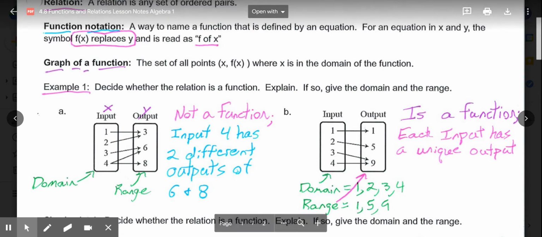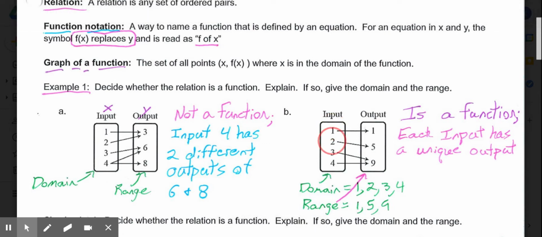Now in B, is B a function? First, we look at our inputs and outputs. Each input has one unique output. Even though 3 and 4 share 9, that is okay. So if we were going to list our domain, it'd be each of the inputs. So 1, 2, 3, 4, and the range would be our outputs, 1, 5, 9. In our ordered pairs, if we were going to write this table in ordered pairs, it'd be (1, 1), (2, 5), (3, 9), (4, 9).